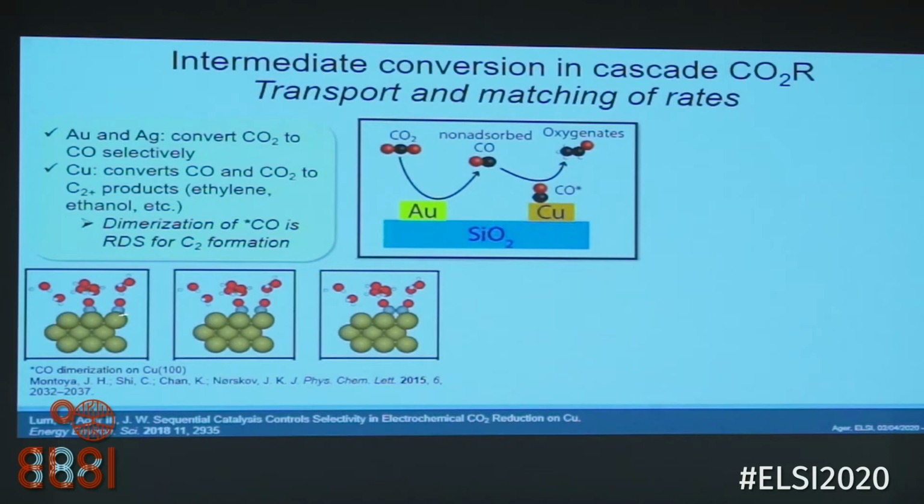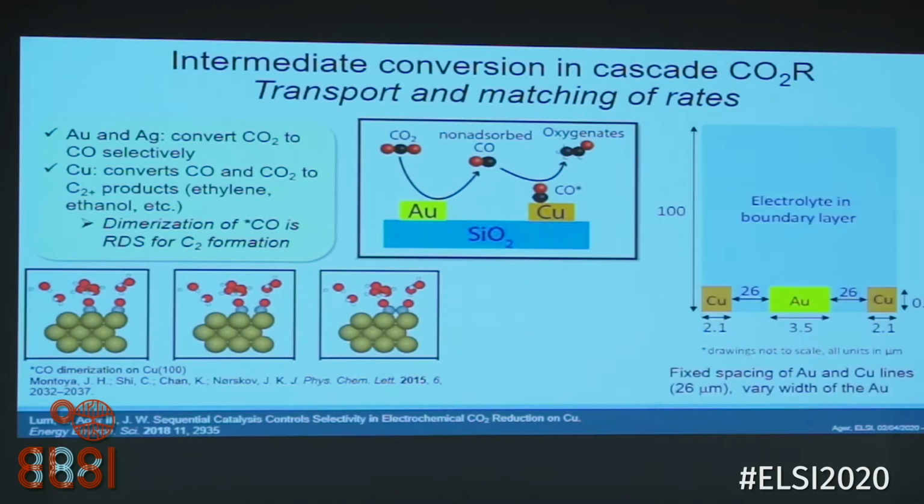Copper can actually dimerize, the rate determining step is shown here, the CO to make C2 products. And this has been well known since the 1980s from pioneering work from Professor Hori at Chiba University. So the question is, how close do you have to put those electrodes for this to be efficient? And we looked at this.